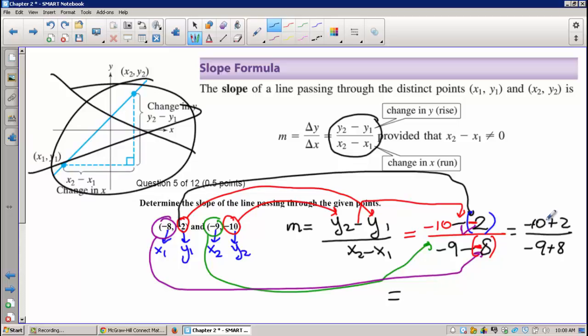And the ratio now, we need to simplify top and bottom. Compute top first. Negative 10 plus 2 is negative 8. Negative 9 plus 8 is negative 1. Ratio of two negative numbers is a positive number. 8 over 1 is 8, right? Is everything correct? That's a slope. That's the slope.